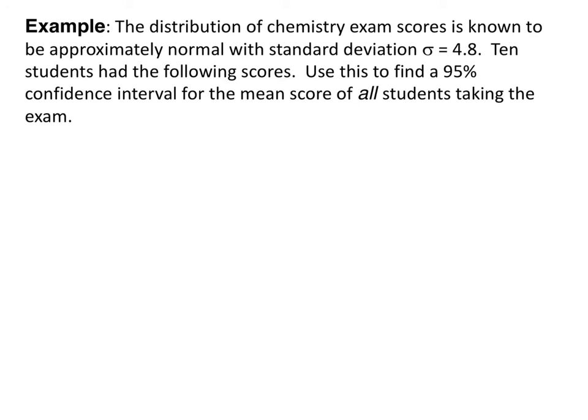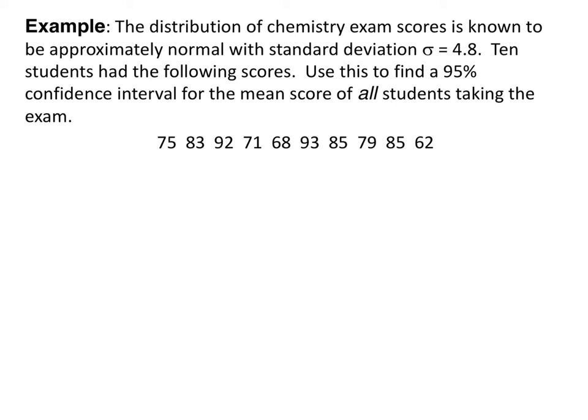All right, so let's do one example of finding a confidence interval, and we'll do some more in class on Tuesday. The distribution of chemistry exam scores is known to be approximately normal with standard deviation 4.8. 10 students had the following scores. Use this to find a 95% confidence interval for the mean score of all students taking the exam. So here are the scores.